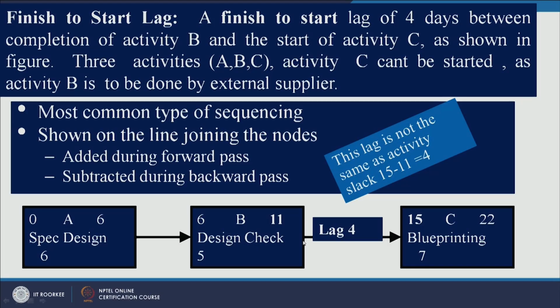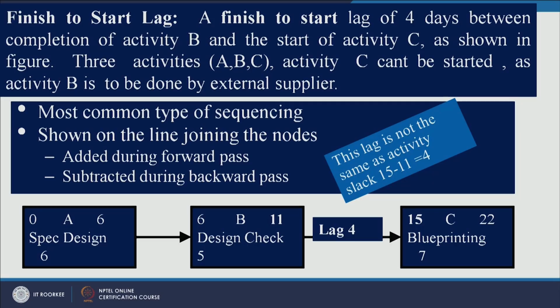So, you cannot start activity C on the 11th day because you do not have this particular activity finished on the 11th day, it is getting finished on the 15th day. So, the total duration of this project is 22 days. So, this is known as finish to start lag. You cannot start an activity unless and until you finish the previous activity, right.